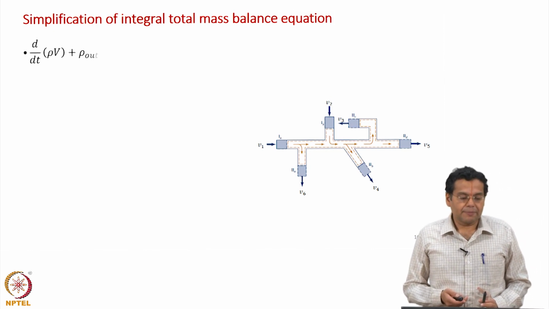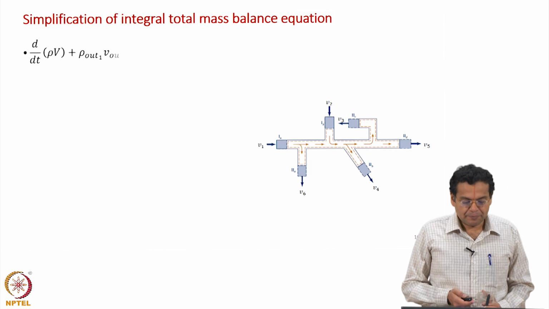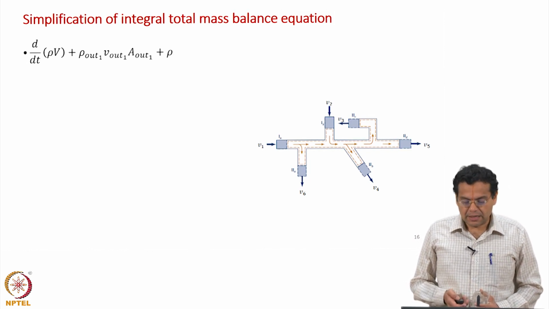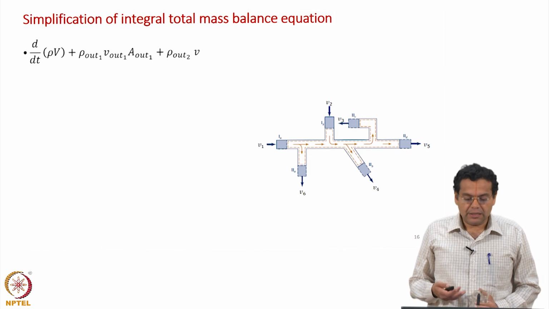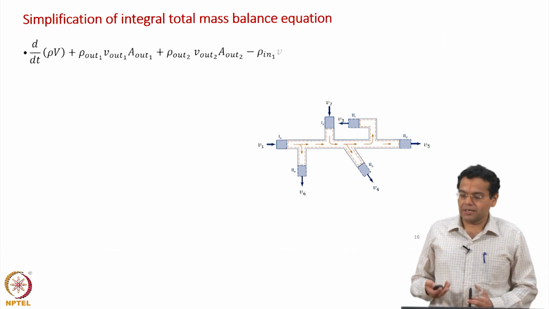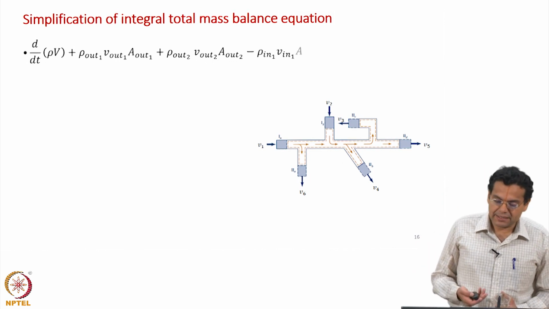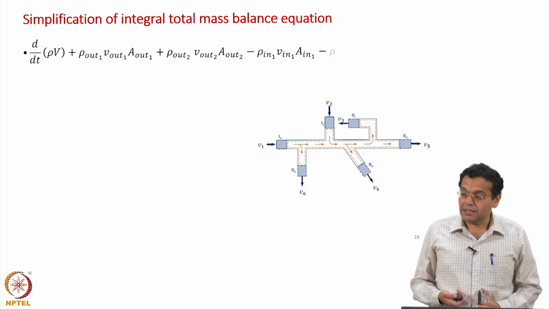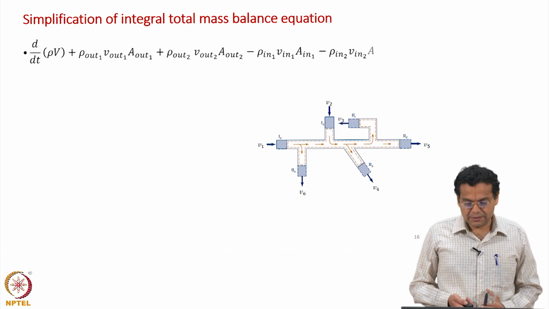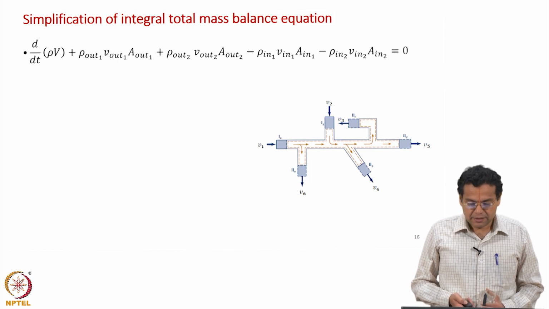The same expression is rewritten here for 2 outlets and 2 inlets, and now we will generalize this for multiple outlets and multiple inlets. We have taken 2 outlets and 2 inlets just for illustration purposes. We can easily generalize that to multiple inlets and multiple outlets. So, let us do that in the next equation.